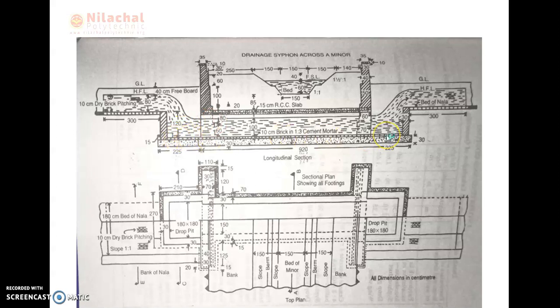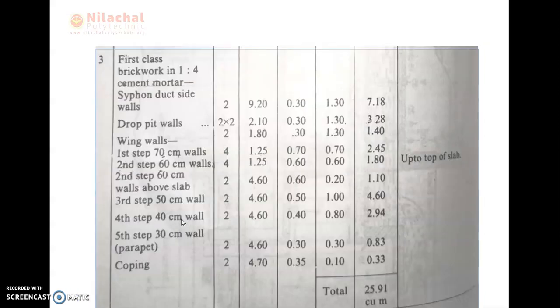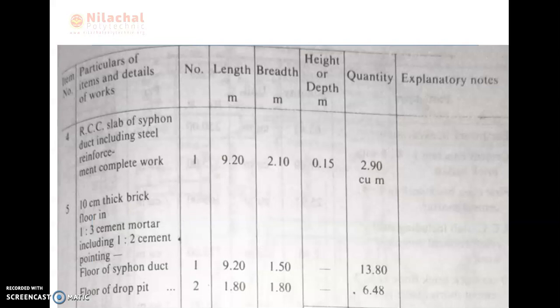So the drop pit is 2 numbers. The siphon duct floor is 1 number, and for the drop pit it is 2 numbers. Then we go through the length and breadth part.